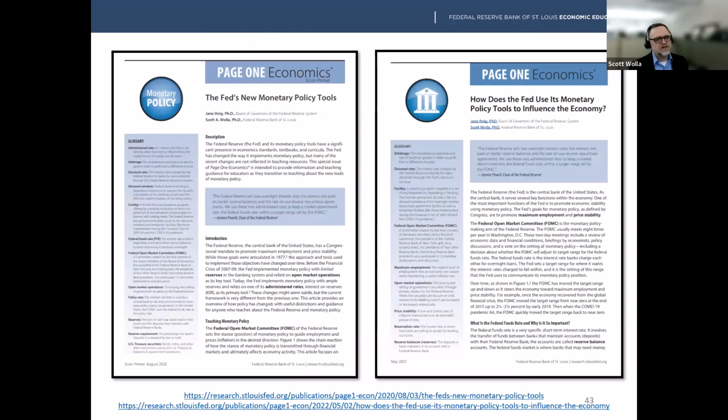These are screenshots of two one-page resources that I think you'll find useful. The one on the left is longer. It's the Fed's new monetary policy tool. We refer to this one as the primer or primer, depending on where you are in the country.